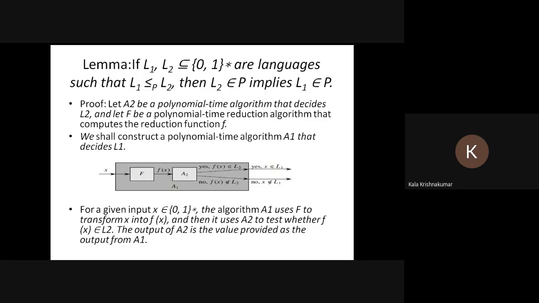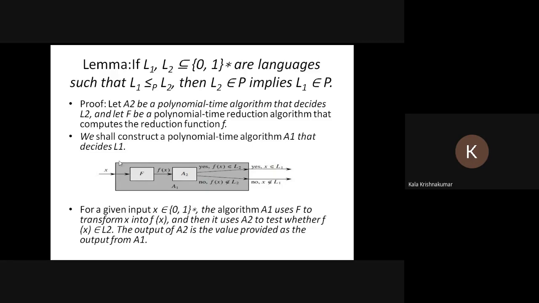Okay, and let F be a polynomial time reduction algorithm that computes the reduction function f. Capital F is the algorithm that computes this function. Okay, we are talking about a polynomial time algorithm A2, which decides L2. Which decides L2 means which solves this L2. So we shall construct a polynomial time algorithm A1 that decides L1.